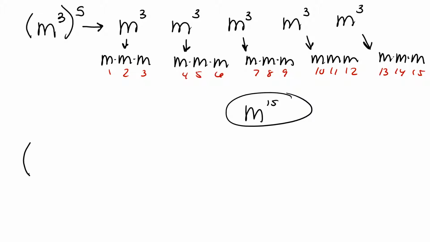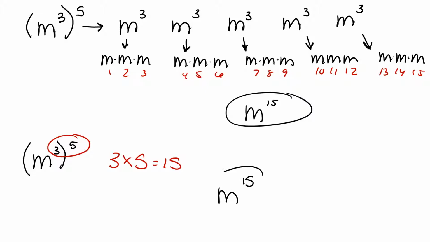The same shortcut method still applies. You can simply multiply the two exponents together. 3 times 5 is 15. Keep your base number m the same. M to the 15th.